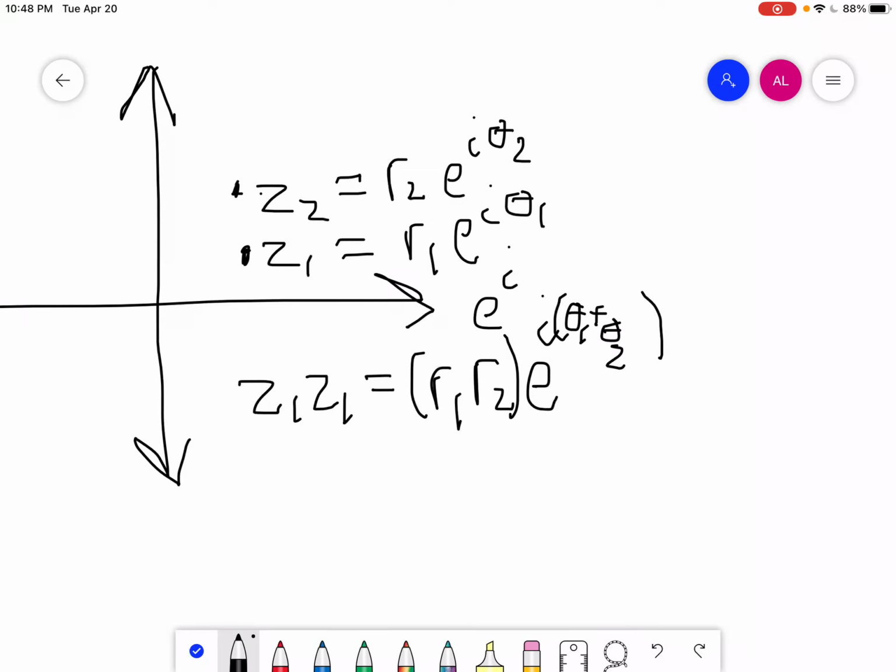So geometrically what that looks like is we want to add these angles together. So I'm guessing it's going to be somewhere up here. Multiplying these radii together will give us a really long magnitude that's somewhere up here.